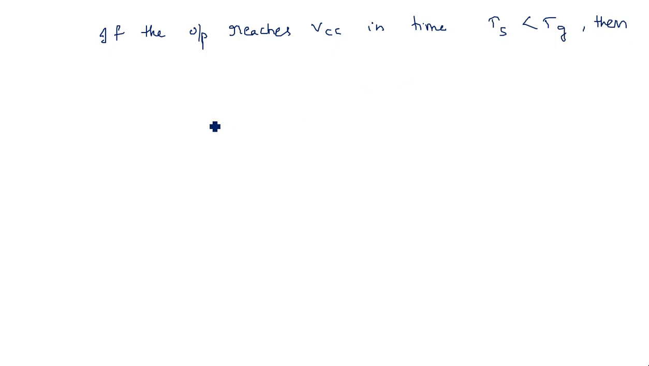Now, if the output V0 reaches VCC within the time Ts less than Tg, the sweep time, then VCC is equal to VCC into Ts by RC, or we can write it as Ts is equal to RC. What do you mean by this line?